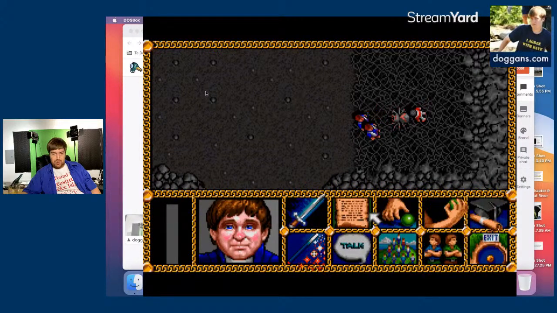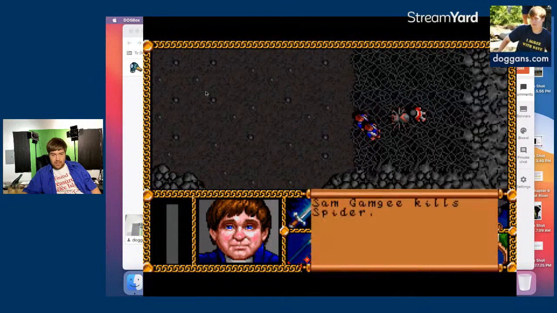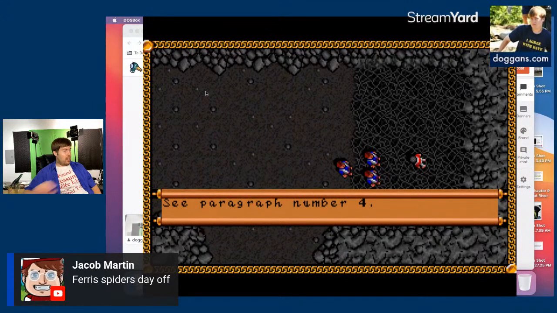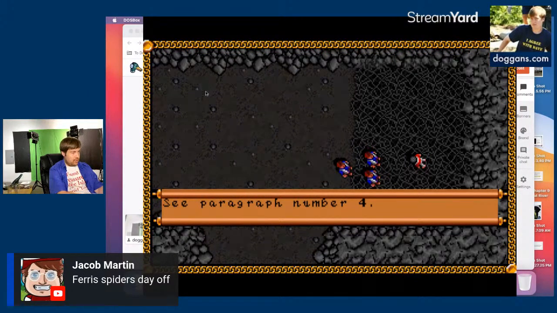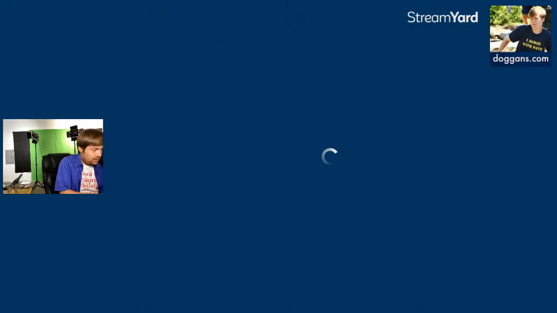Come on, the spider's so close to death. I just need one of you to get a good hit in. One of you little hobbits. Sam kills the spider because Sam is the hero. Ferris Spider's Day Off indeed. See paragraph number 4. Okay, so I'm going to have to bring the manual back up, I think. Hold on. I think things that could not be fit into the game text proper were in the manual. So, hold on. Paragraph book, page 49. Hold on, let me add this back to the stream.